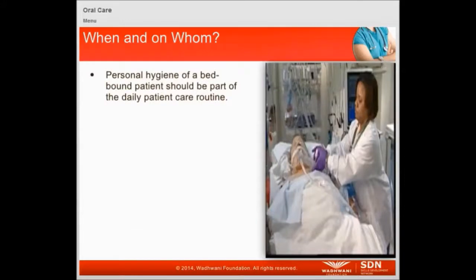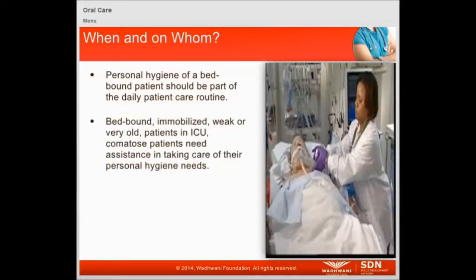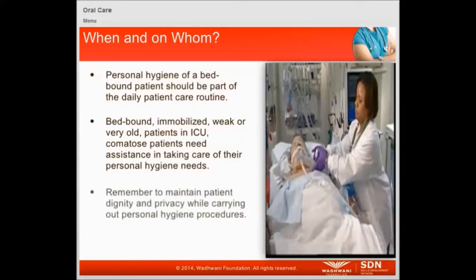Personal hygiene of a bedbound patient should be part of the daily patient care routine. Bedbound, immobilized, weak or very old patients, patients in ICU, and comatose patients need assistance in taking care of their personal hygiene needs. Remember to maintain patient dignity and privacy while carrying out personal hygiene procedures.